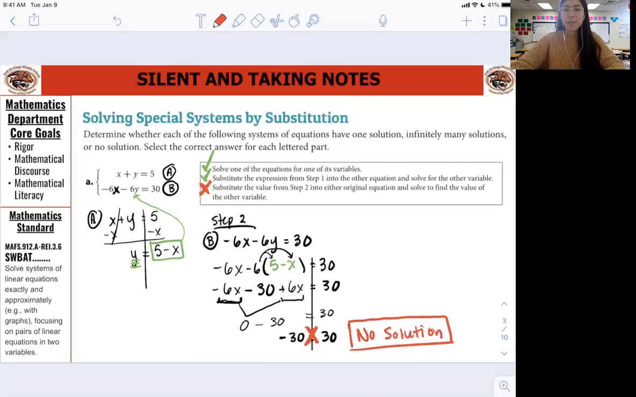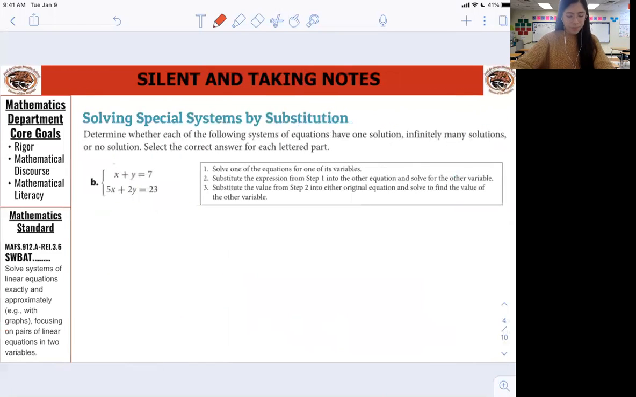All right. So we already have an example of no solution. Let's see what happens with the next one. A little bit different numbers, but there is something that's similar. We still have x plus y, so we can solve for x or we can solve for y. How about we change it up this time and solve for x instead? Okay, let's do it.